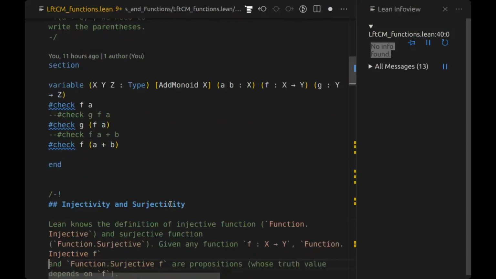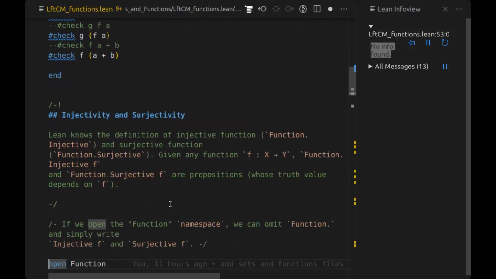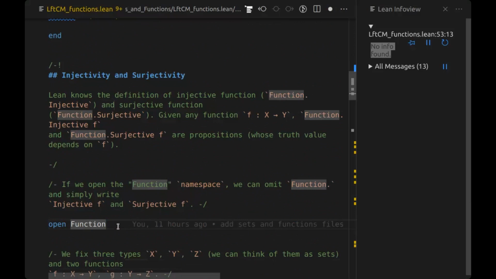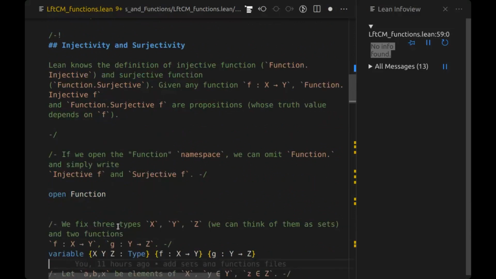And we are going to talk a bit about injective and surjective functions. So these definitions are already in Lean. They are in the namespace Function. So remember, we organize lemmas in namespaces usually in Lean. So everything about functions is going to be in the Function namespace. And if I don't want to write Function dot all of the time, what I can do is open the namespace, right? So now instead of having to write Function.Injective, I can just write Injective because I have opened the Function namespace.